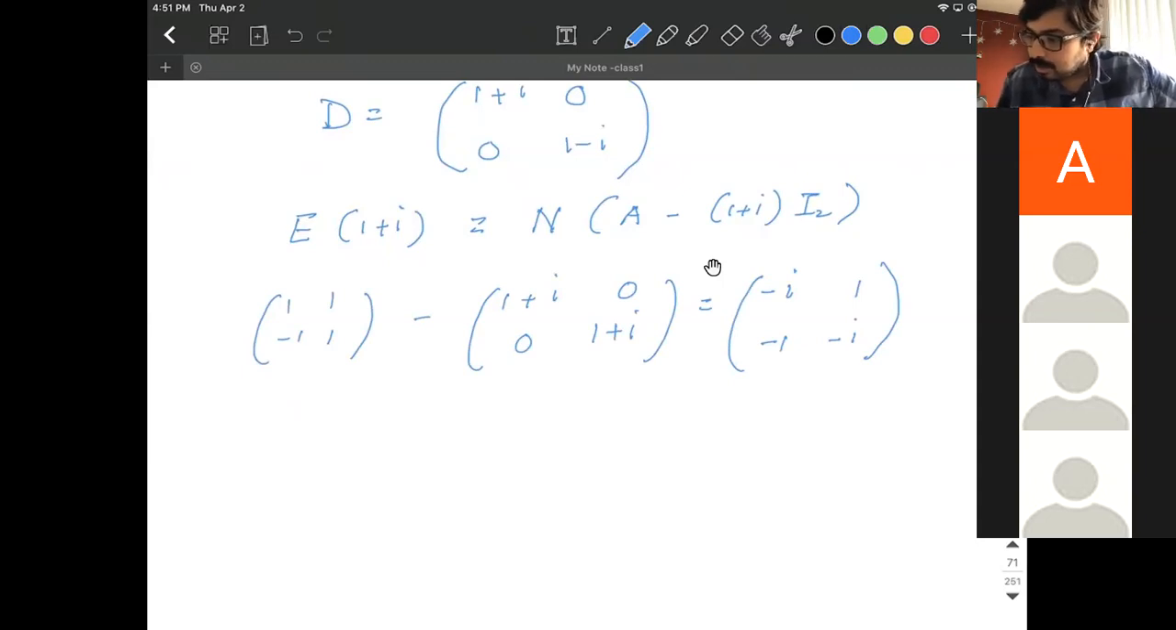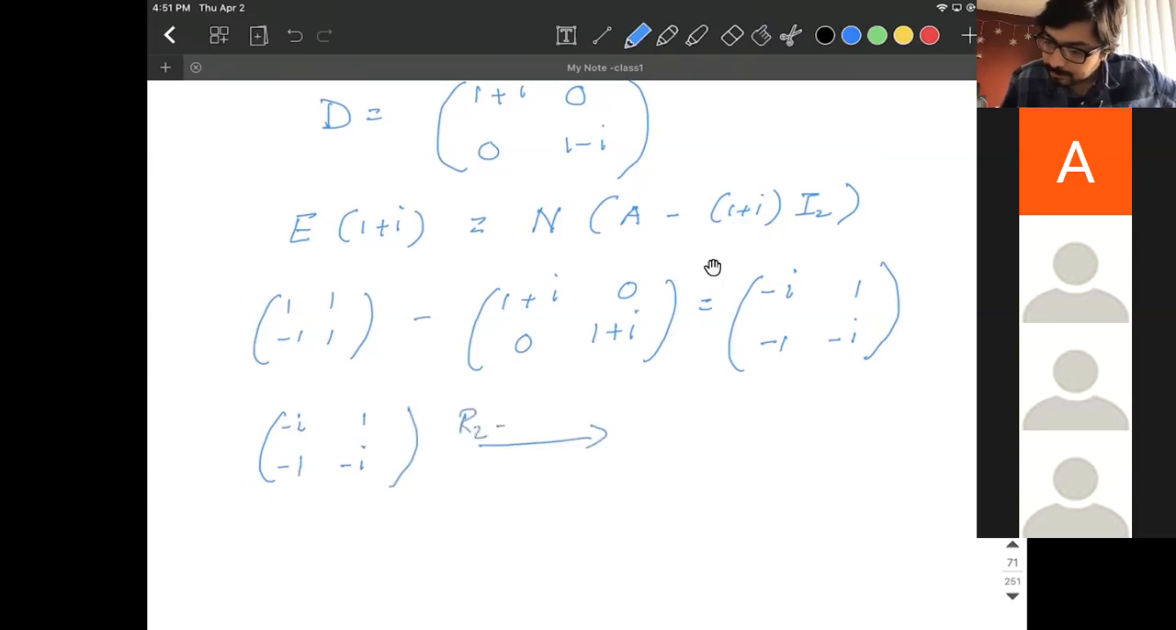Okay. Now, how can you row reduce this? What you do is add minus i times R1 to R2. So then you get i, 1.